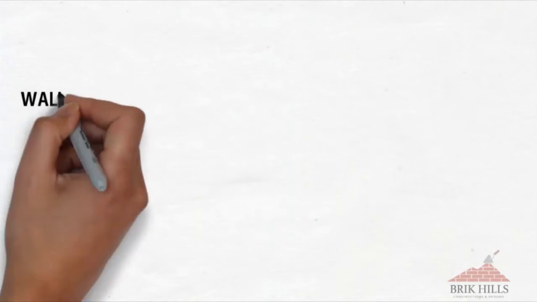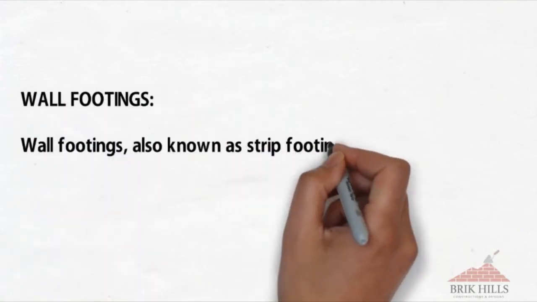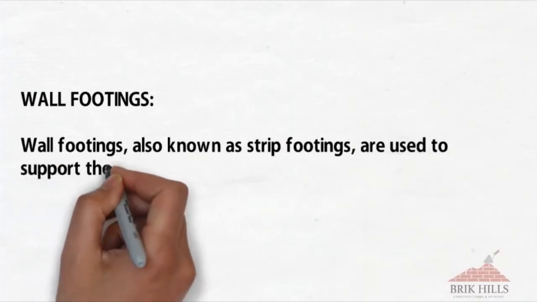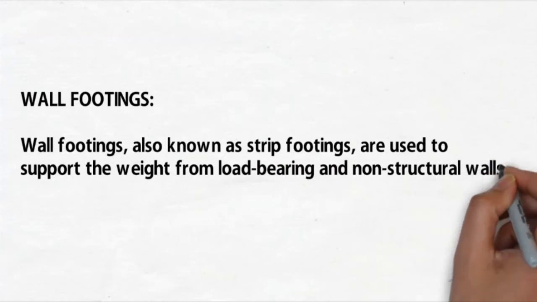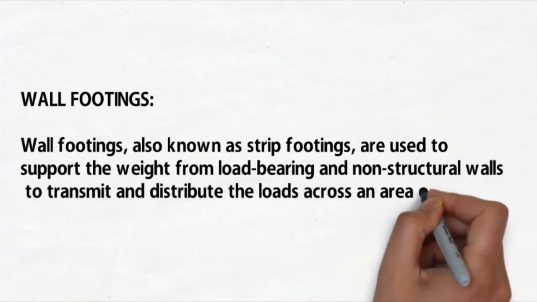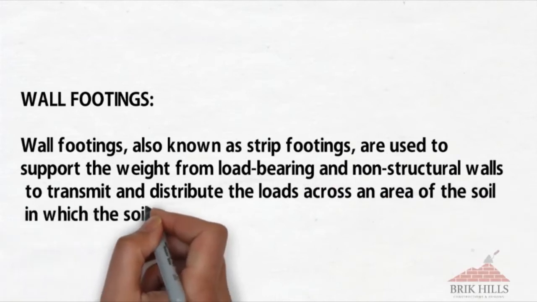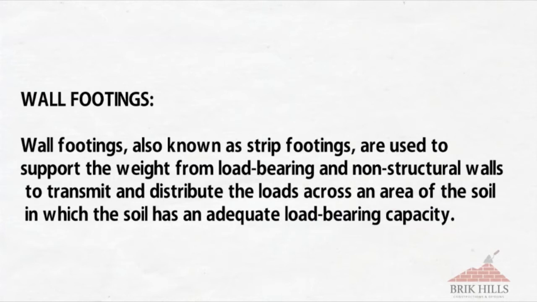Next one is wall footings. Wall footing is also known as strip footing, which is used to support the weight from load bearing and non-structural walls, to transmit and distribute the loads across an area of the soil. It is also one of the common types of foundations, used if the soil has an adequate load bearing capacity.